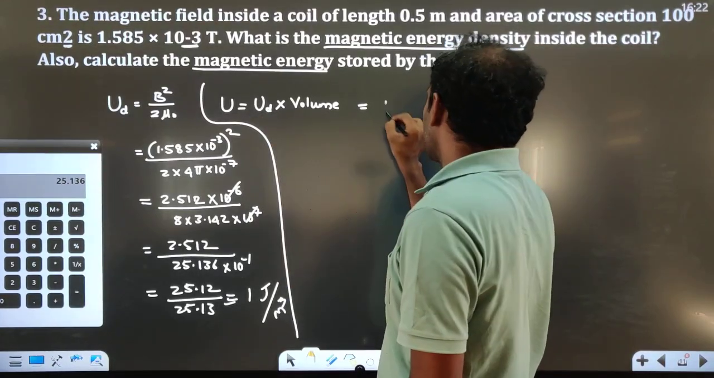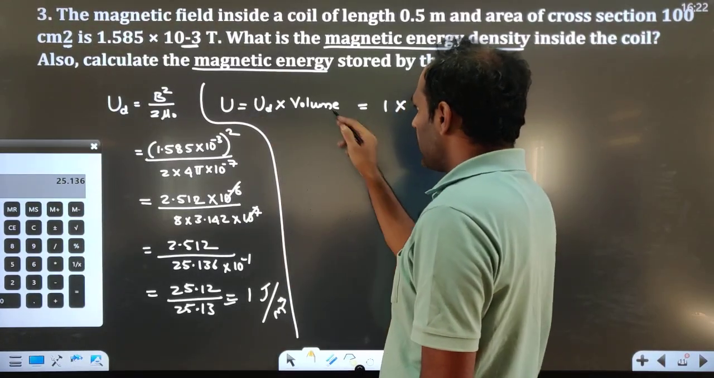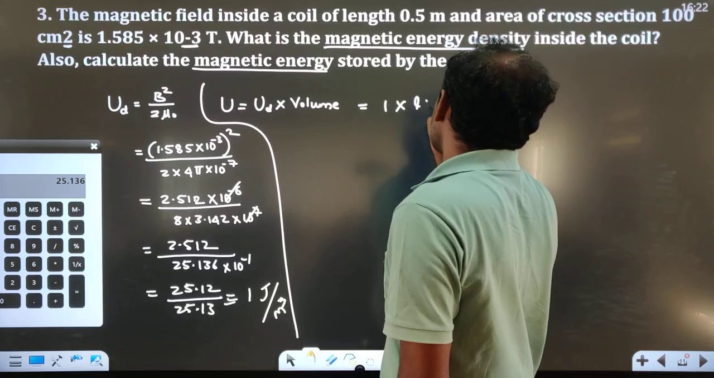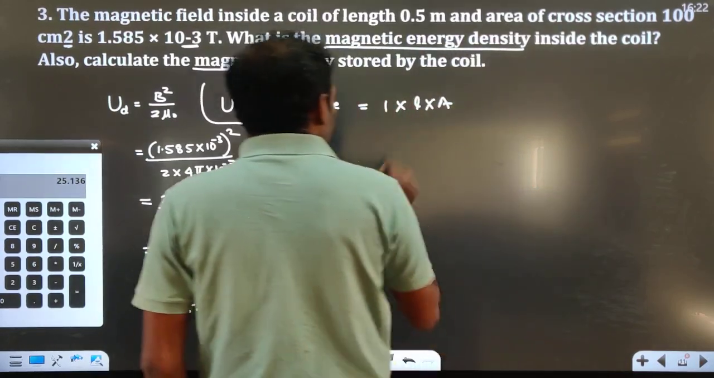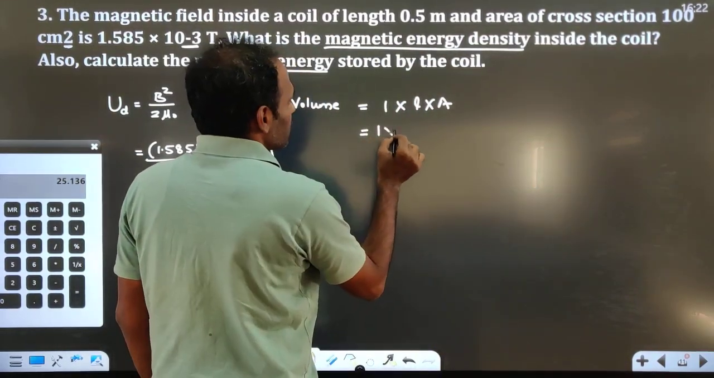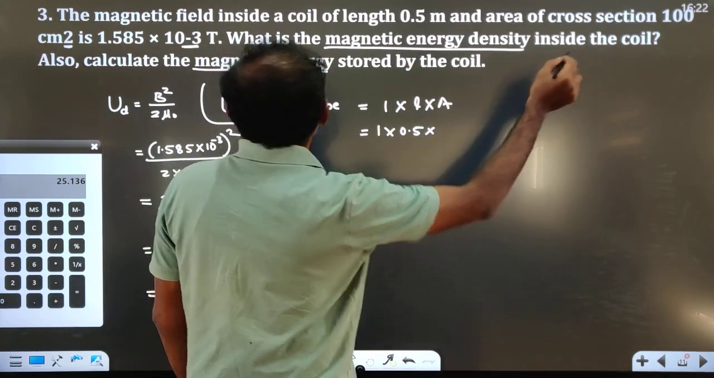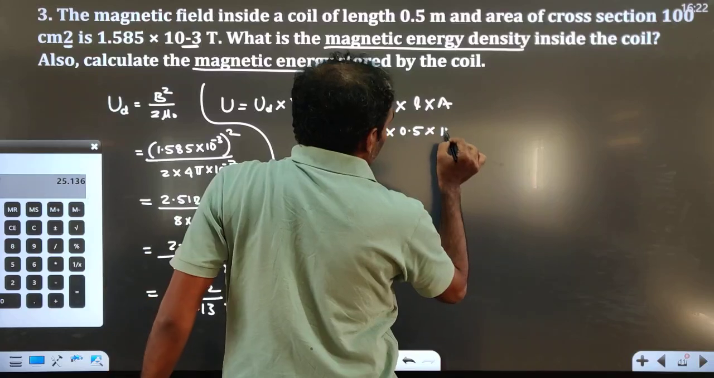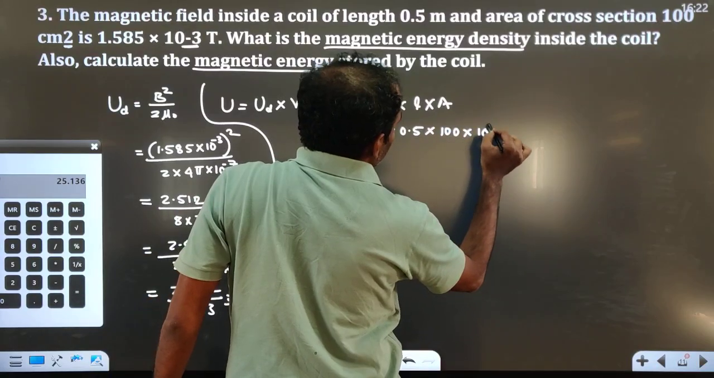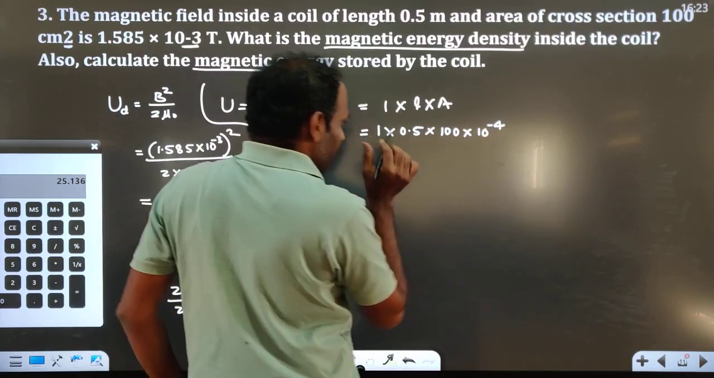Magnetic energy density 1 joule per meter cube we have got, into volume. Volume means we have to take it as length into cross-sectional area. So this is 1 into length. Length is 0.5 meter into area. Area is 100 centimeter square, so you take it in meter square. 100 centimeter square to meter square means 10 to the power minus 4.